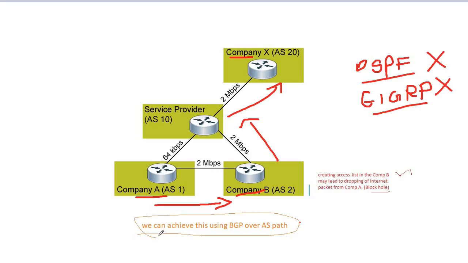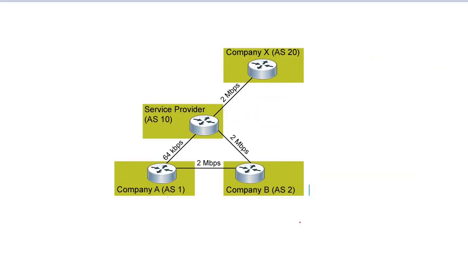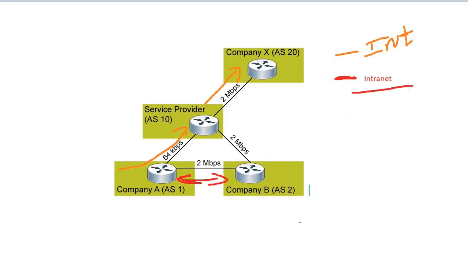So we can achieve this using BGP with AS path. How are we using AS path in the BGP protocol? This is the flow: if a company wants to reach the internet, it has to go to the service provider and it will reach company X. This is called the internet, we can say. Anything between company A and B will be happening over this point to point link which we already have. So internet traffic will be happening between these two.